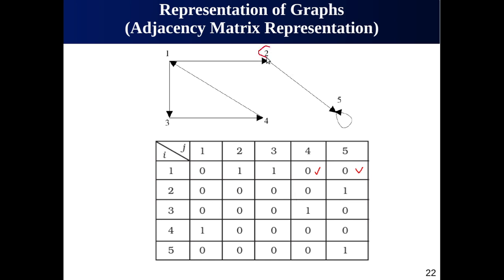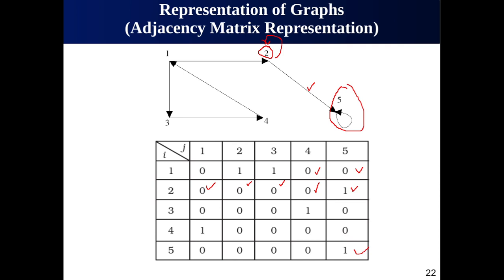Now we consider node 2. Do we have a line which starts at 2 and ends at 1? No. So the value is 0. Do we have a loop like this? No. The value is 0. Do we have a line from 2, a connection, an edge from 2 to 3? No. From 2 to 4? No. From 2 to 5? Yes, we do have. The output is 1. And you can fill the rest of the values. For example, let us see 5. In case of 5, the only line is from 5 to 5. So we have 1 here, and the rest of the values are 0.